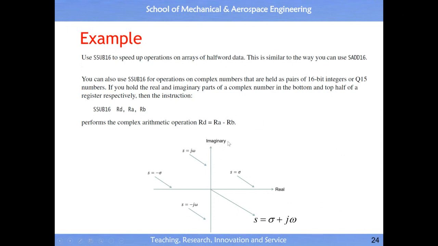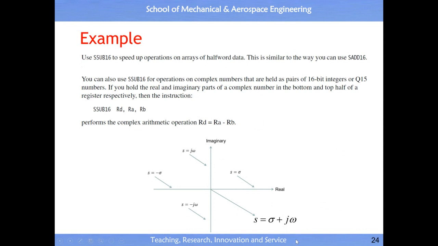And the list also is 16-bit. It's because we use one register to store one complex number. Then we must share the 4 bytes. So 2 bytes for the real value, 2 bytes for the imaginary value, okay?